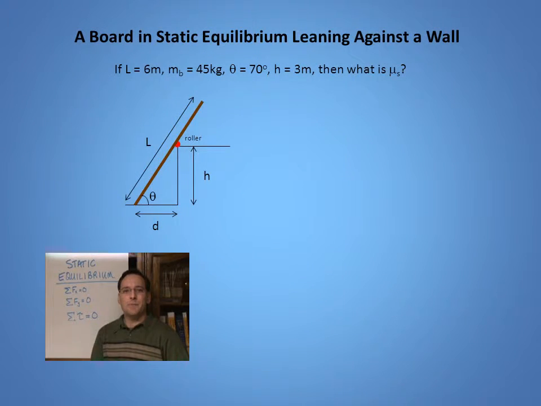Here you see a problem where a wooden board is leaning against a frictionless roller at the top of a wall that is 3 meters high. The board is 6 meters long and has a mass of 45 kilograms. The board remains in equilibrium if the angle theta is greater than or equal to 70 degrees, and slips if theta is less than 70 degrees, as shown in the picture. You are to determine the coefficient of friction between the board and the floor.